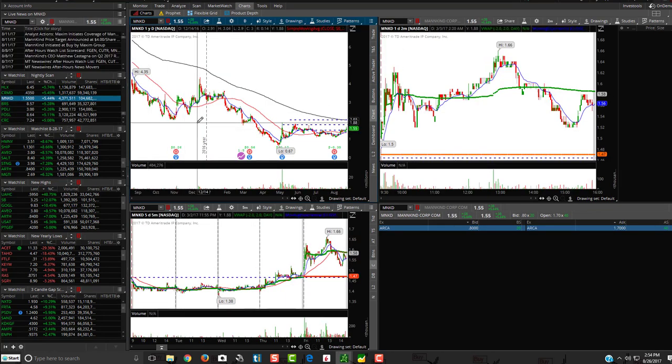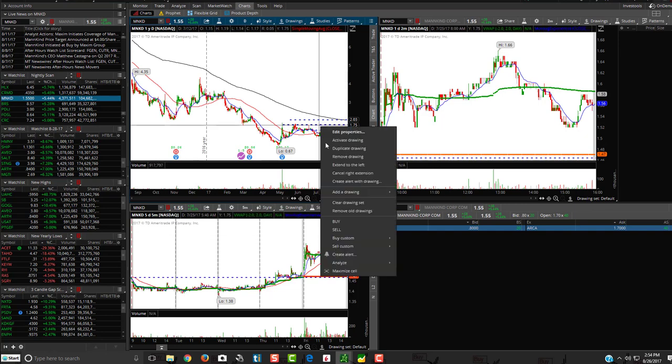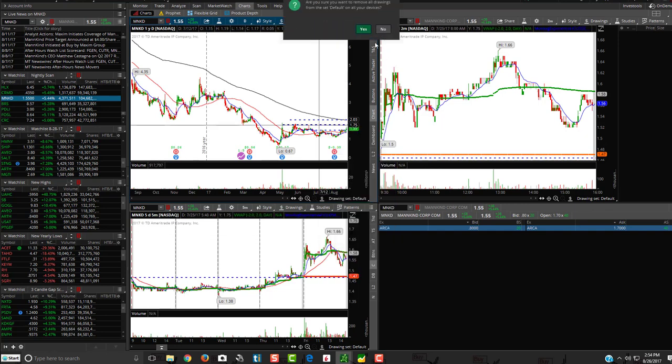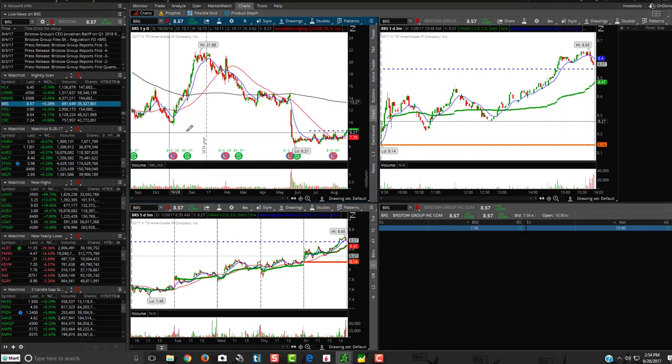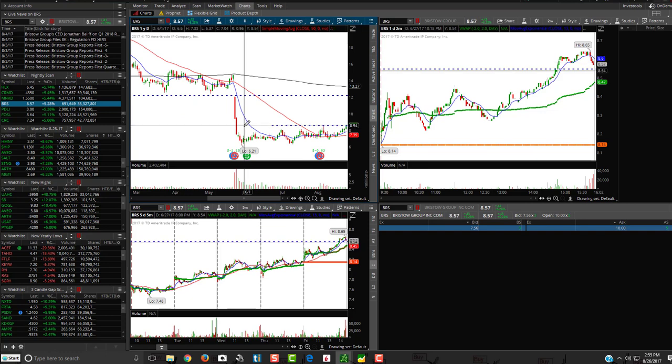MNKD, or Mankind, MNKD. Clear the drawings. It's got to break that 190. You could even say that 203 area. It's got to break $2 for it to really go up. BRS, I mean, it could, you know, look at the gap up. It's got a ways to go. But if it breaks this 870 marker, this thing could go up. So that's one to definitely watch.